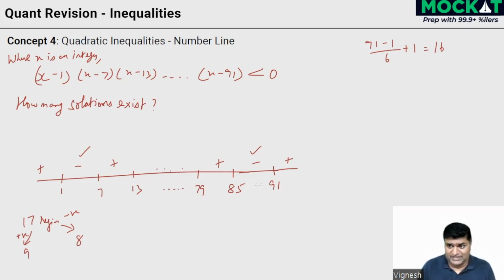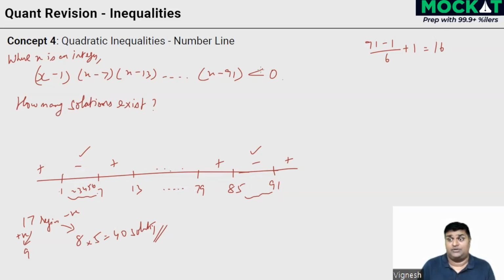And how many solutions exist? Between 1 and 7, how many satisfy? 2, 3, 4, 5, and 6. 1 and 7 are not included, since it's strictly less than. So therefore, 8 into 5, 40 integers satisfy. Likewise, between 85 and 91: 86, 87, 88, 89, 90. These two are not allowed. So 40 is the answer for this question.